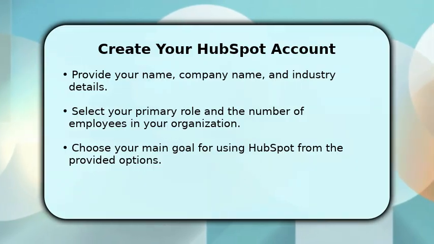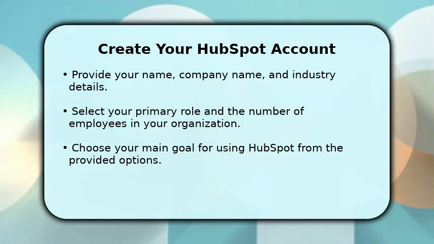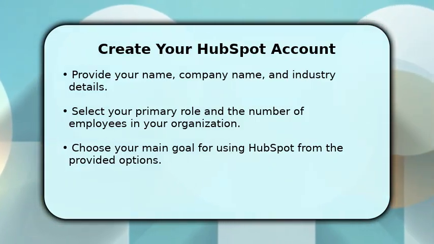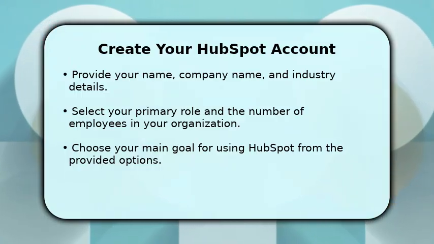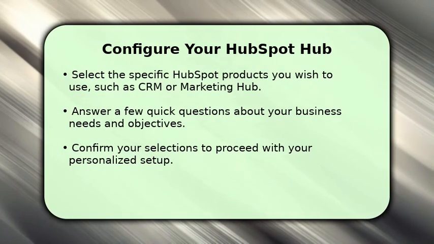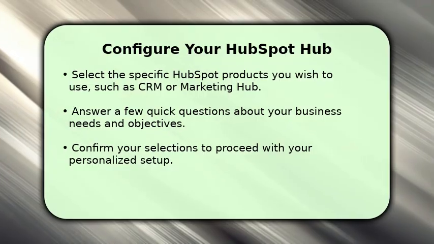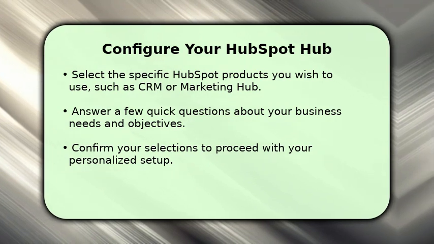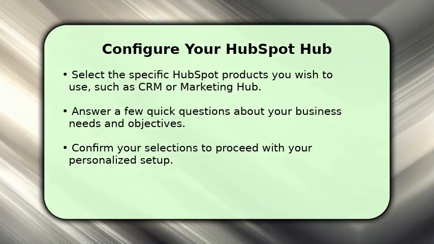Additionally, select your primary role within the company and indicate the approximate number of employees. Finally, choose your main objective for using HubSpot. This helps tailor your experience right from the start. Now it's time to customize your HubSpot experience by selecting the specific hubs you need. You can choose from options like the CRM, Marketing Hub, Sales Hub, or Service Hub, depending on your business goals.